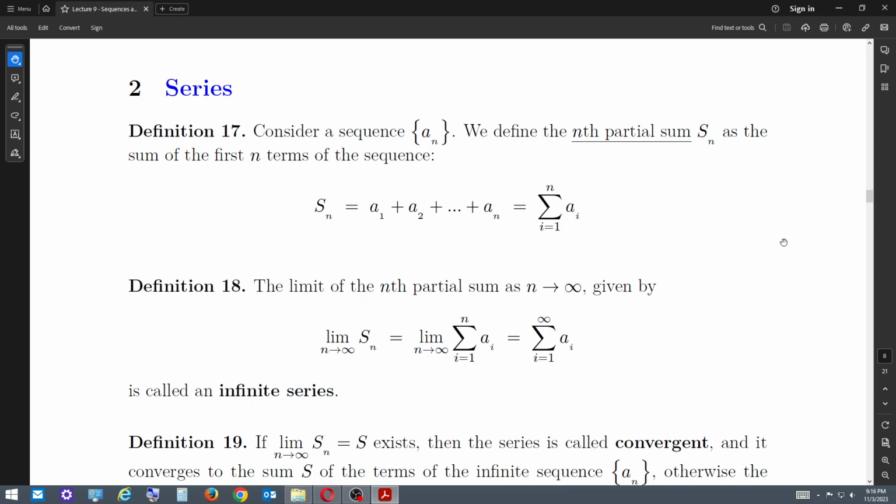Hi, in this video we'll be looking at series. So we'll actually be considering, first of all, we have to introduce the idea of a series. Then we'll be looking at 4 tests to determine whether a series converges or diverges.